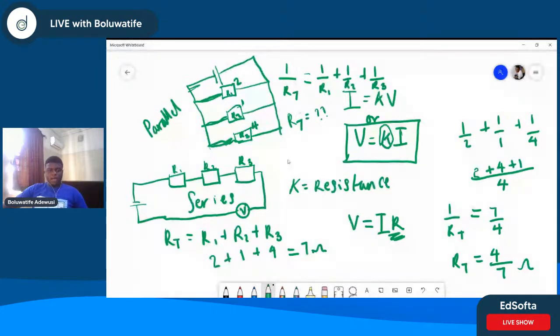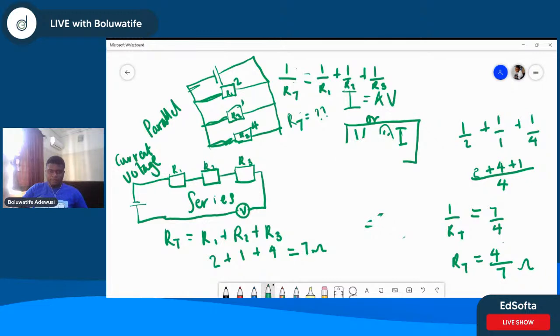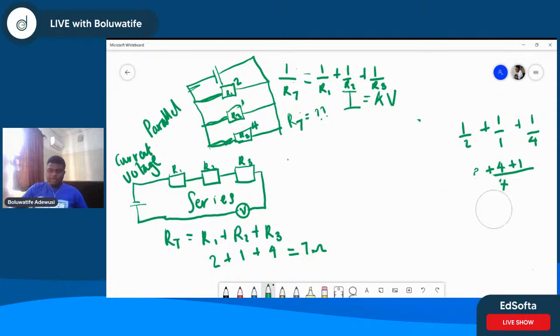Okay, so another thing I need to talk about here is this. Looking at it, there's something that happens to your current and your voltage. Something is happening to your current and your voltage. So let me just get rid of this example, this whole space here, so I can create enough space for what I'm about to write.